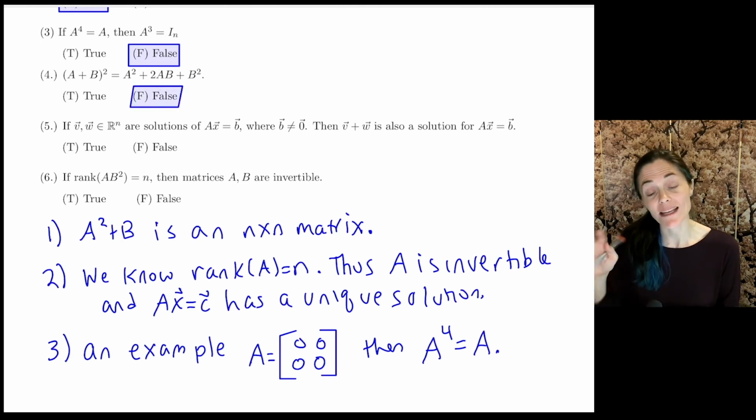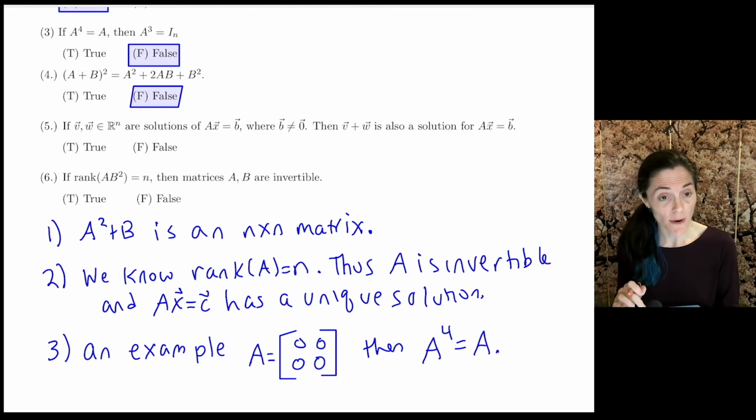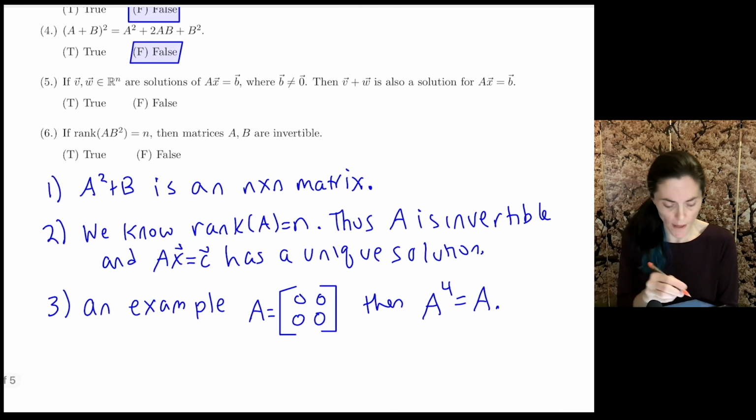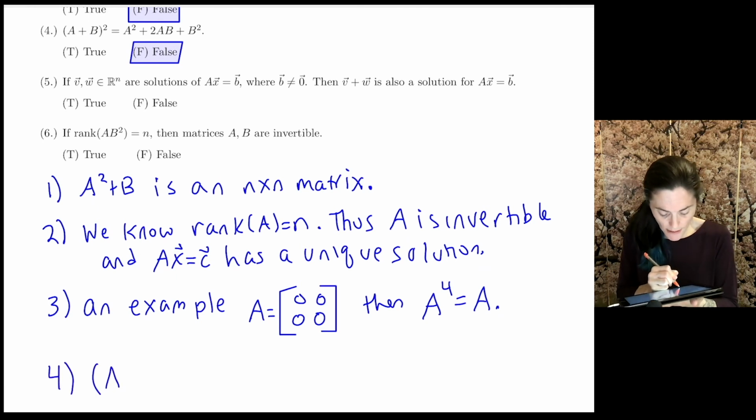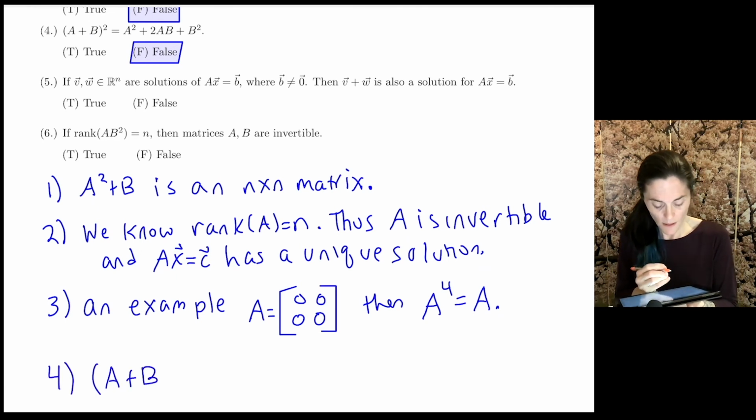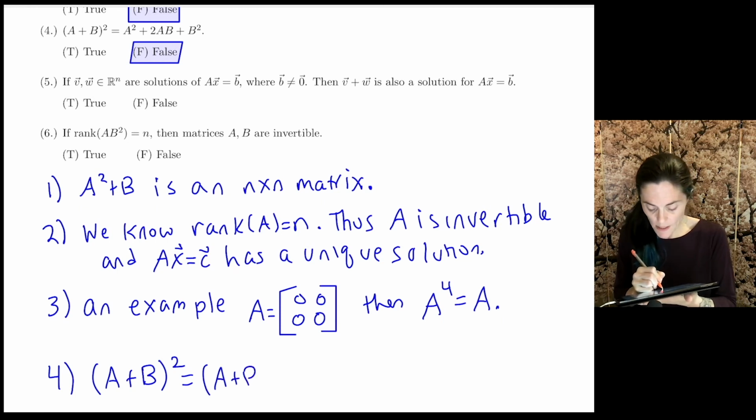It's false. You cannot switch the order, but let's actually write this out. What is (A plus B) squared? If you have n by n matrices, you can certainly do this. A plus B will be an n by n matrix, and you can multiply it by itself. But you have to understand this is A plus B times A plus B.